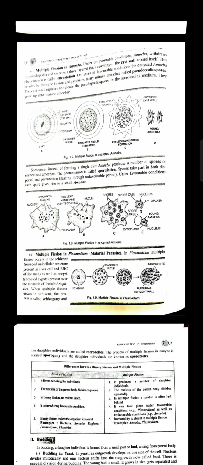Multiple fission of the Plasmodium, the malaria parasite. What happens in Plasmodium? Multiple fission will occur in the schizont. The schizont is a rounded unicellular structure present in the liver cells and RBCs, as well as the oocyst, which is present over the stomach of the female Anopheles mosquito. When multiple fission occurs in the schizont, the process is called schizogony, and the daughter cells are called merozoites. The process of multiple fission in the oocyst is called sporogony.